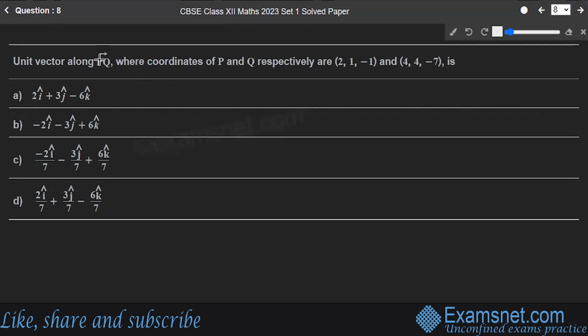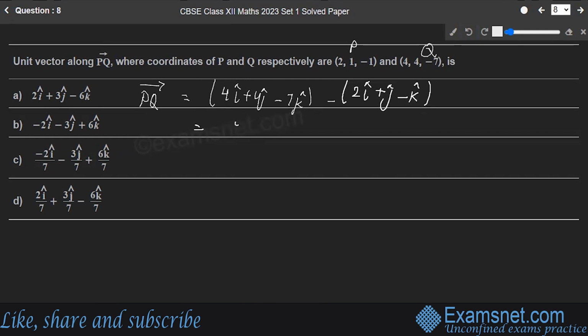Unit vector along PQ vector, where the coordinates of P and Q respectively are this and this. So this is a vector problem. You are given the coordinates of P and Q. This is, let's say P, and this is Q. So P and Q coordinates are given to you. If I find out the coordinates of PQ vector, they will be given by 4i plus 4j minus 7k minus 2i plus j minus k.